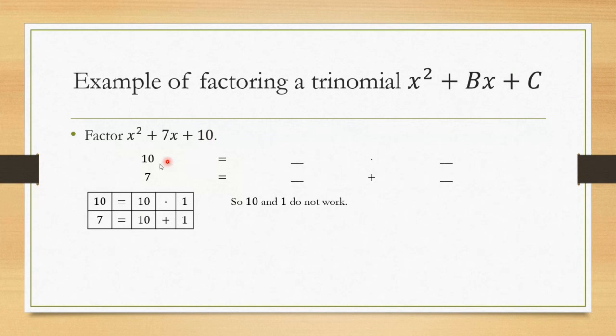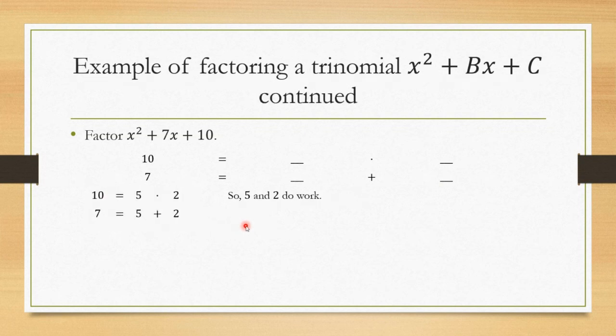So we want 2 numbers whose product is 10 and whose sum is 7. In other words, we want 2 numbers that fill in the blanks here. Well, what about 10 and 1? Well, 10 times 1 is 10. That's true. But 10 plus 1 is not equal to 7. That doesn't work. What about 5 and 2? 5 times 2 is 10. 5 plus 2 is 7. So 5 and 2 are going to work.